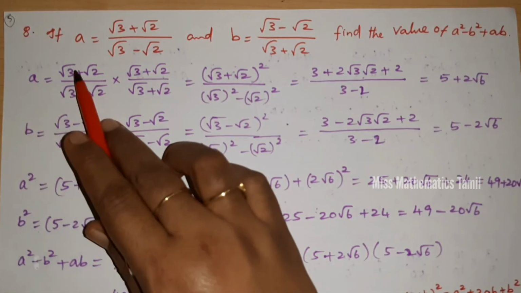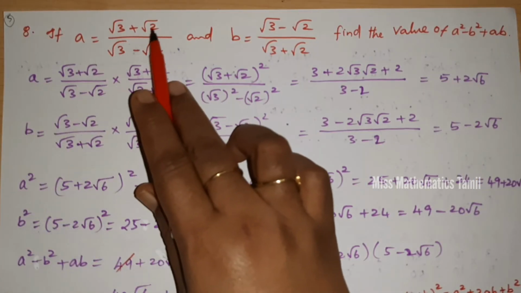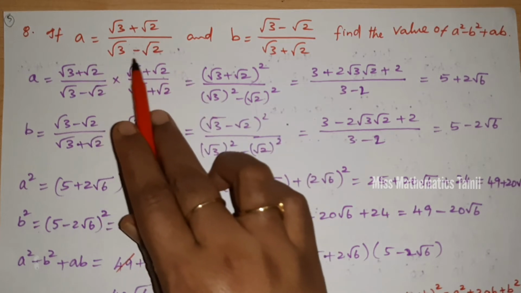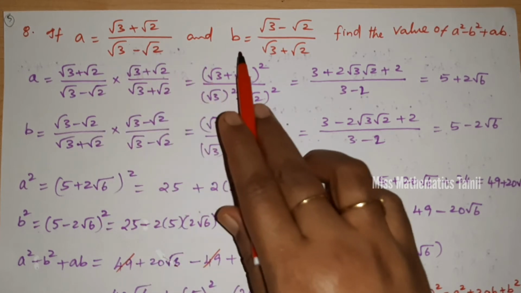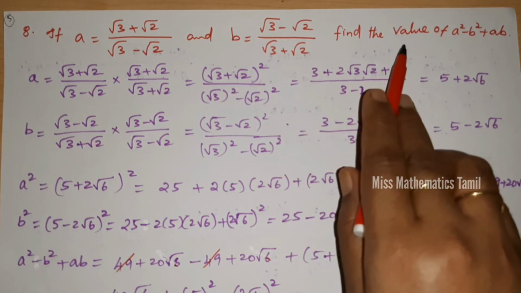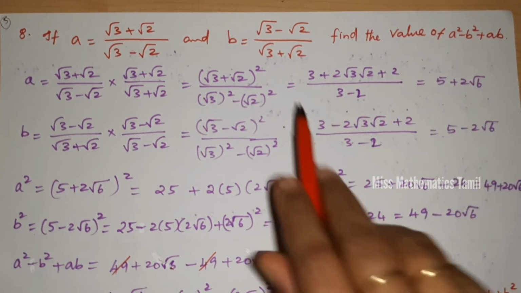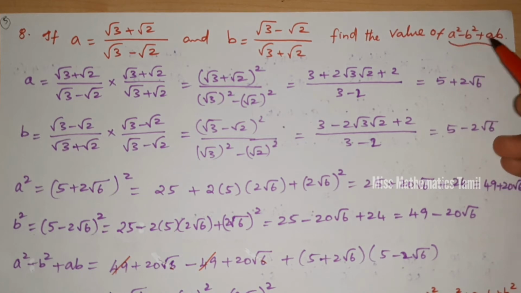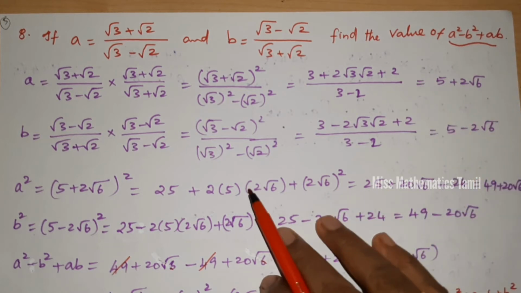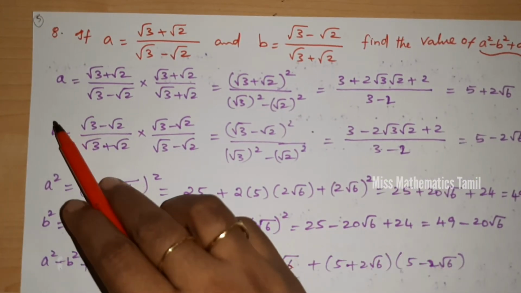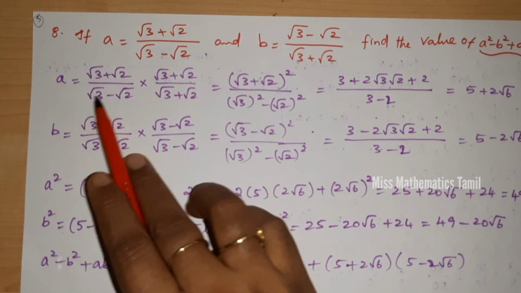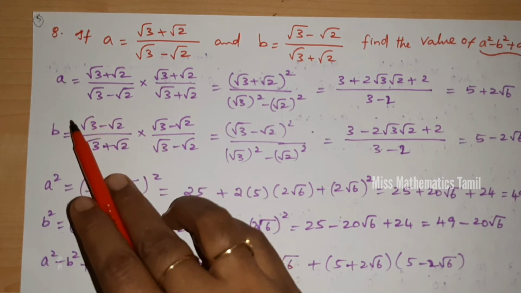Eighth question: if A is equal to root 3 plus root 2 divided by root 3 minus root 2, and B is equal to this, find the value of a square minus b square plus ab. We want a square and b square, also the multiplication of a and b. Step by step we have to find what the value is. First we have to rationalize the A portion.